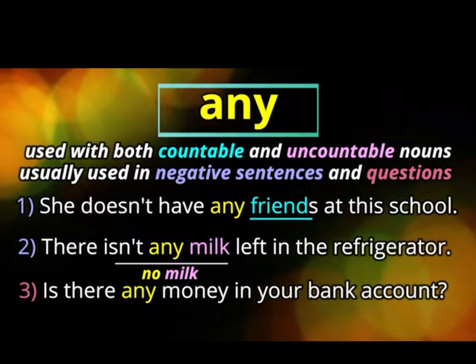Example number 2. There isn't any milk left in the refrigerator. It's another negative. There is no milk. Milk is uncountable, as we know. And our third example is, is there any money in your bank account?